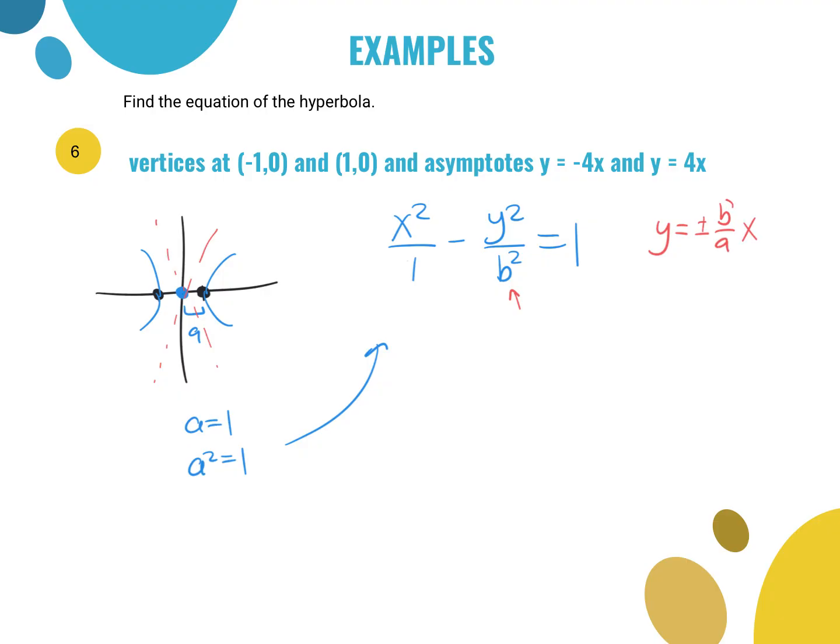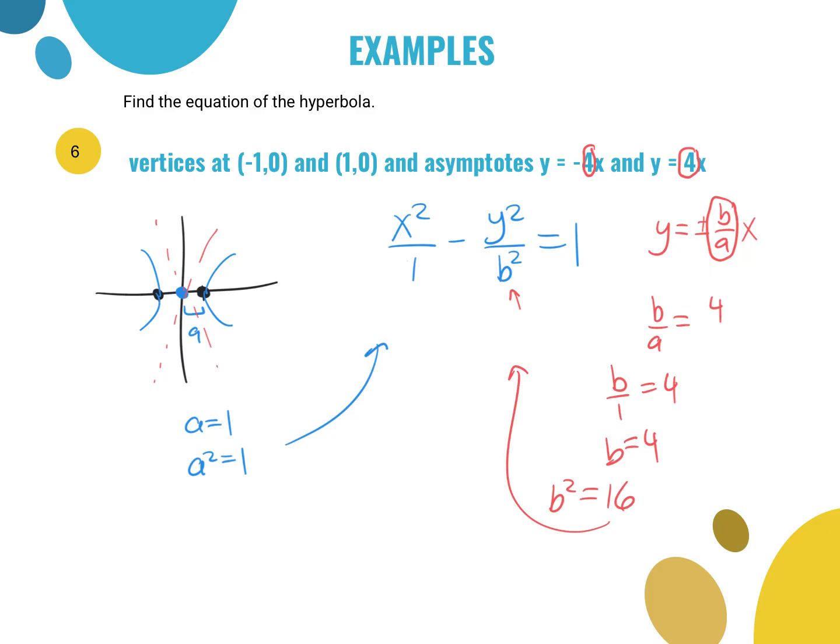And so I know for sure that this b over a has to equal 4, right? If I have a negative 4x and a positive 4x, I know it has to be plus minus 4. So I know for sure that b over a has to equal 4. And because I already know that a equals 1, I have that b over 1 equals 4. And then when you go to simplify that, we have b equal to 4. All right, so that means we can, from here, find our b squared value, and that would make b squared equal 16.